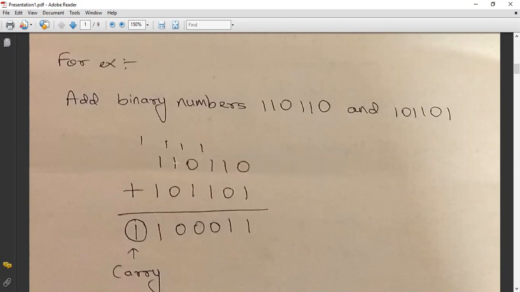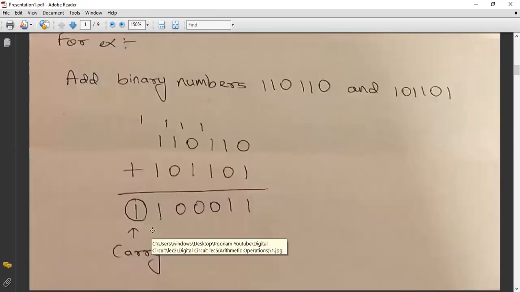Here again 1 plus 0 is 1, but with the carry, 1 plus 1 is 0 and carry over 1. Now 1 plus 1 is 0, carry over 1. But 0 plus 1 is again 1. Now this 1 will be written as it is, and this is known as carry. So what we got as the final answer? The final answer is 11100011 for this question.